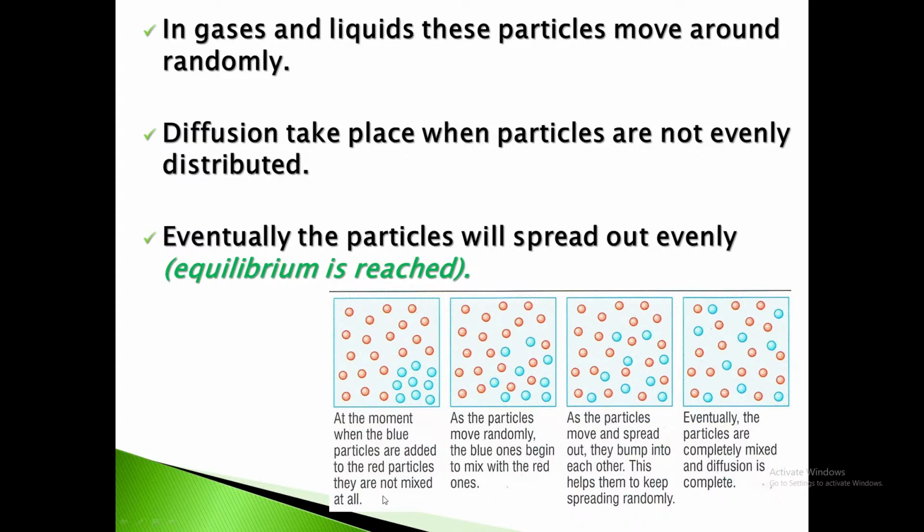Now moving on to the next box, the one to the right of the first one. As you look at it, you will realize that the blue particles now are starting to spread out throughout the box. So the notation is saying, as the particles move randomly, the blue ones begin to mix with the red ones. And moving on to the third one, as you can see, the more time goes, the more they spread out. As the particles move and spread out, they bump into each other. This helps them to keep spreading randomly.